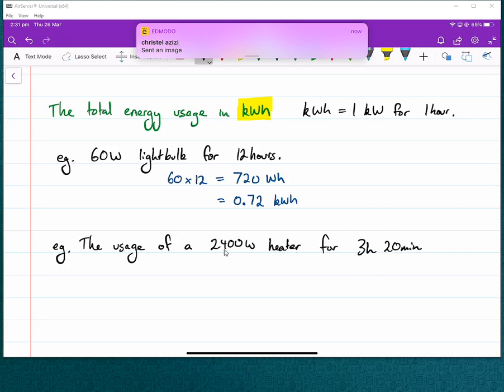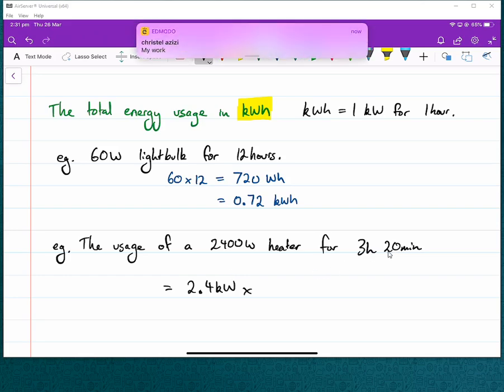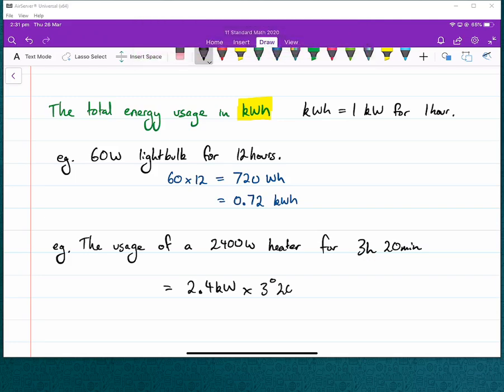Okay, so let's go through. I'm just going to go straight away. 2,400 watts is the same as 2.4 kilowatts, from our earlier conversion, and I have to times this by 3 hours and 20 minutes, which I'm going to put as 3 hours 20 minutes on the calculator.